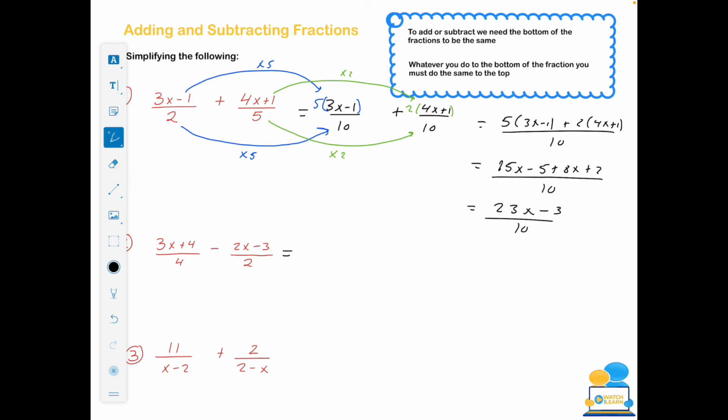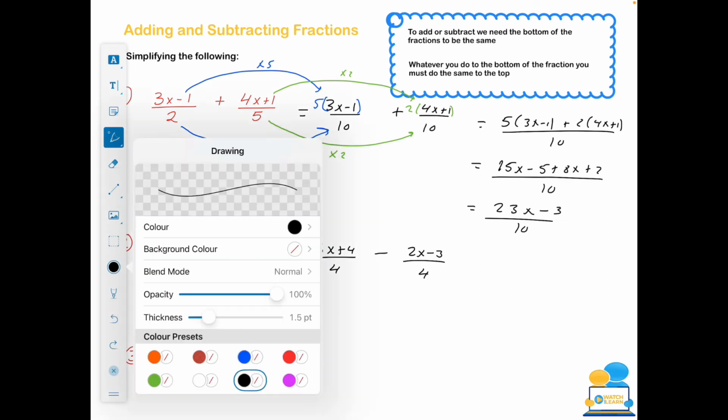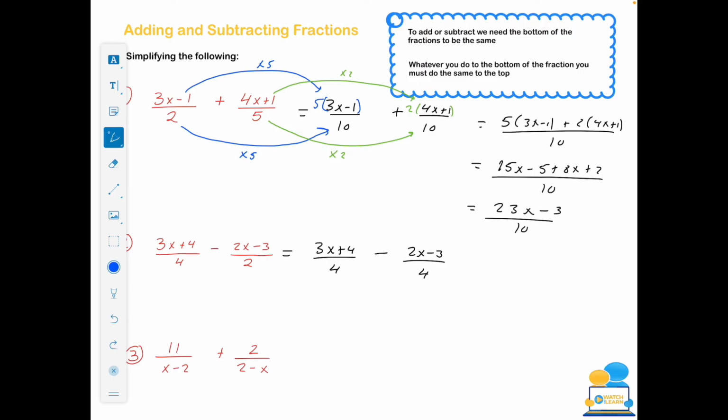So what number will work? What number will 4 and 2 divide into? Or what's the lowest common multiple of 4 and 2? The answer is 4. So I'm going to rewrite both my fractions and put a 4 on the bottom of both. Now for the first fraction, going from here to here, nothing changed with the bottom, so I don't have to change anything with the top. Second part though, going from 2 to 4, we have to multiply by 2, so I'm going to have to do the same thing to the top.